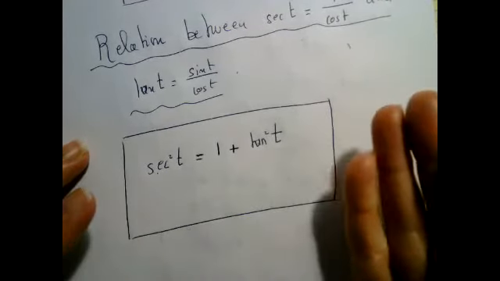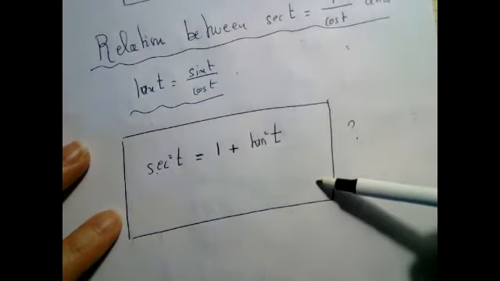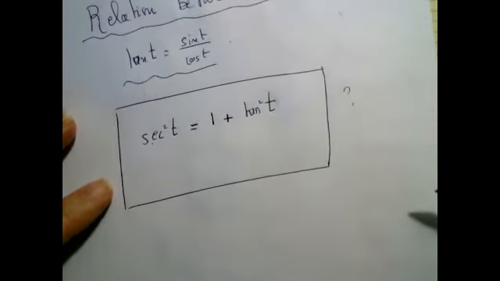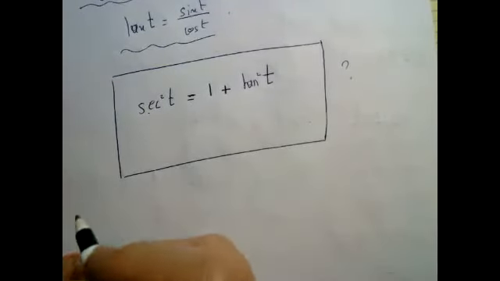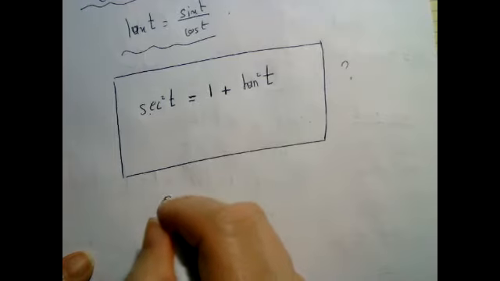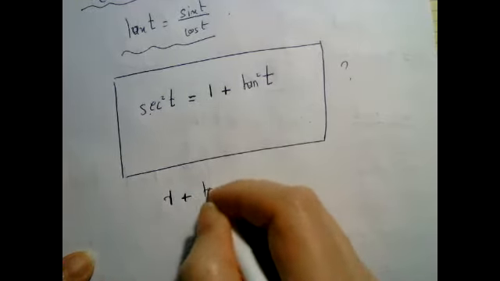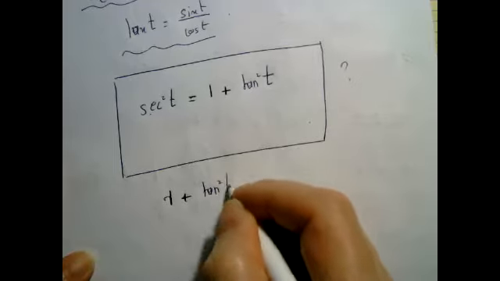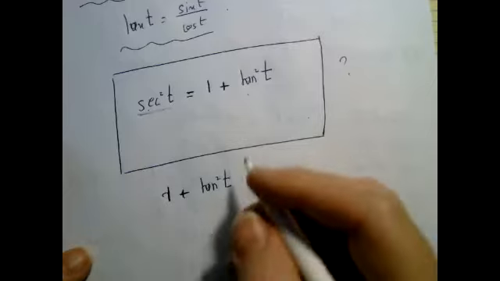And okay, where it comes from. I will explain why this is true. There are 2 ways of doing it. I'm going to do it the following way. Okay, let's see why. Suppose I take 1 plus tangent square. And I'm going to tell you why this gives me secant square. So follow me the best you can.